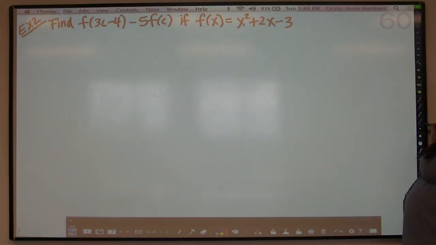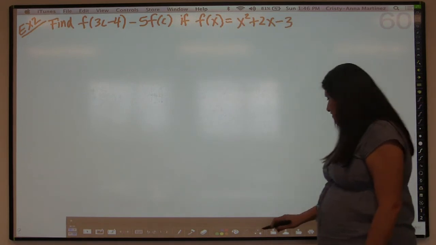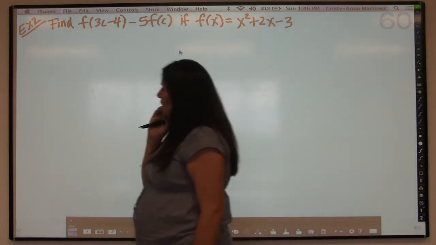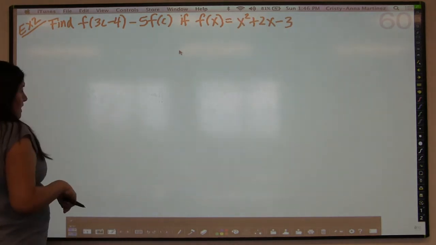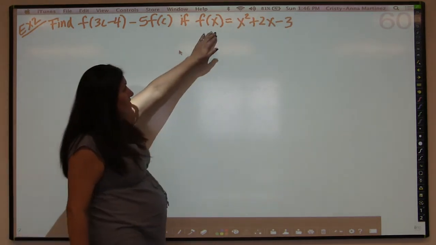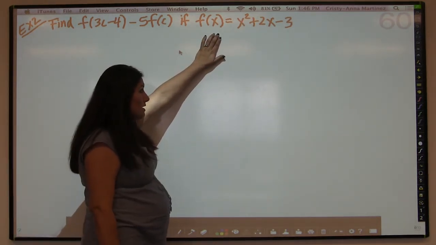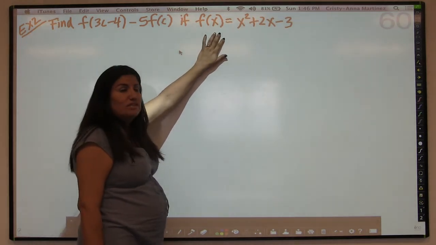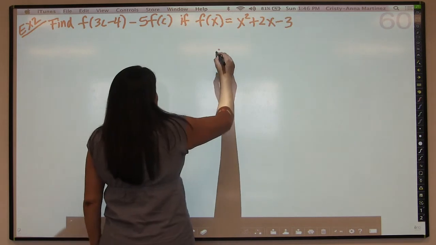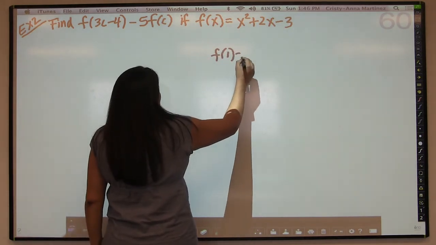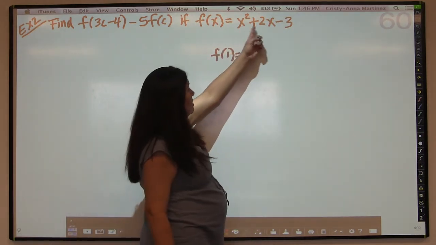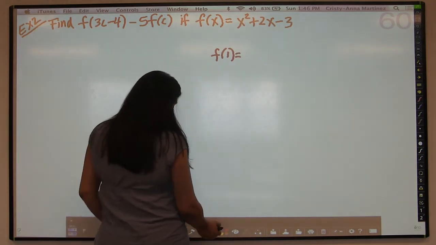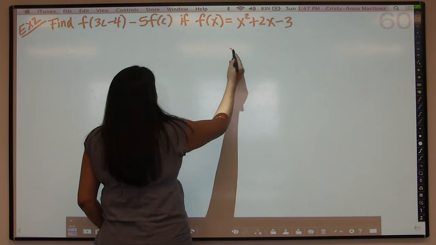In example 2, we are going to be evaluating a function, and sometimes this can get tricky, but here's our function, f of x equals x squared plus 2x minus 3. You might remember that finding something like f of 1 is very simple. If I had asked you to find f of 1, all you would do is plug in 1 into the x values and then simplify your result. But that's not what we're doing here.